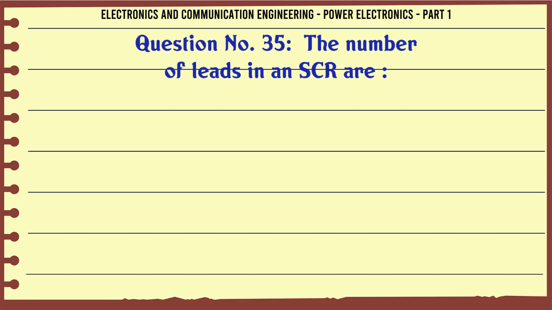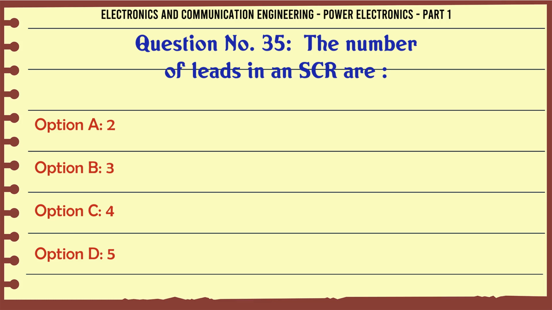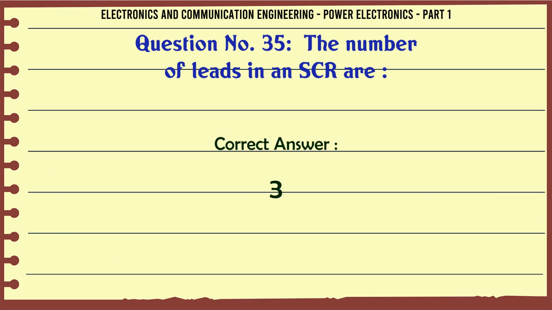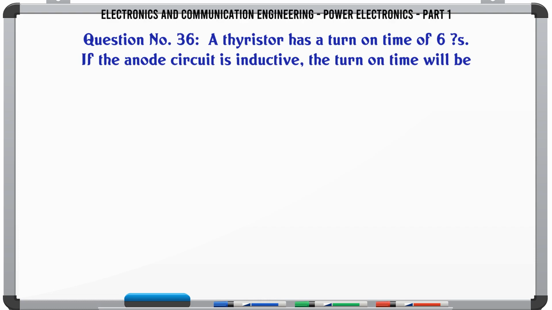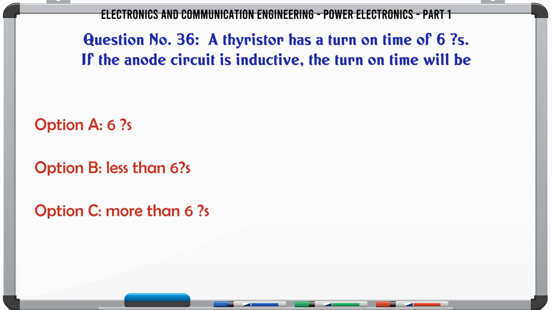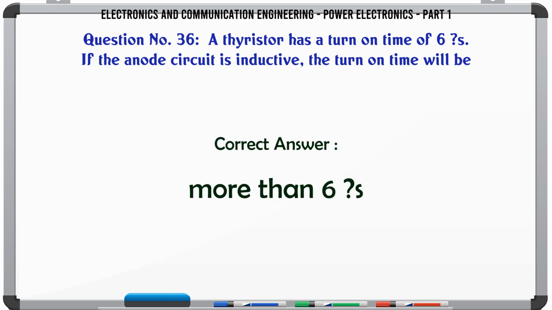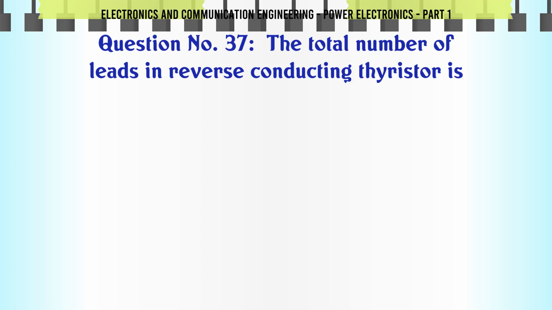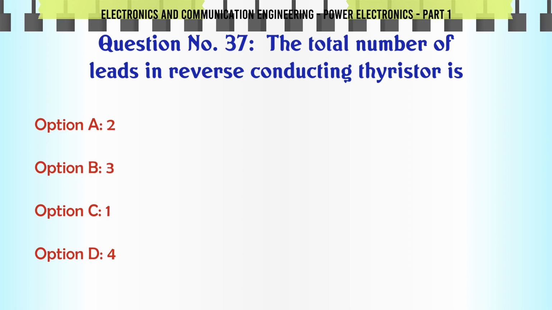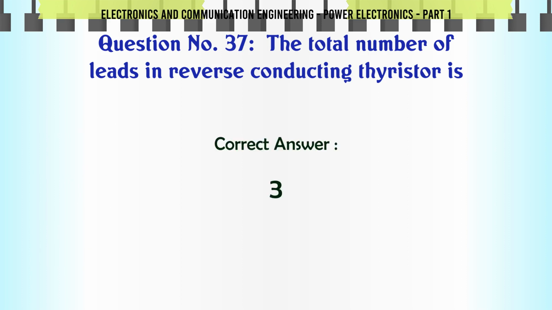The number of leads in an SCR are A 2, B 3, C 4, D 5. The correct answer is 3. A thyristor has a turn-on time of 6 microseconds. If the anode circuit is inductive, the turn-on time will be A 6 microseconds, B less than 6, C more than 6, D either 6 or less. The correct answer is more than 6 microseconds. The total number of leads in reverse conducting thyristor is A 2, B 3, C 1, D 4. The correct answer is 3.